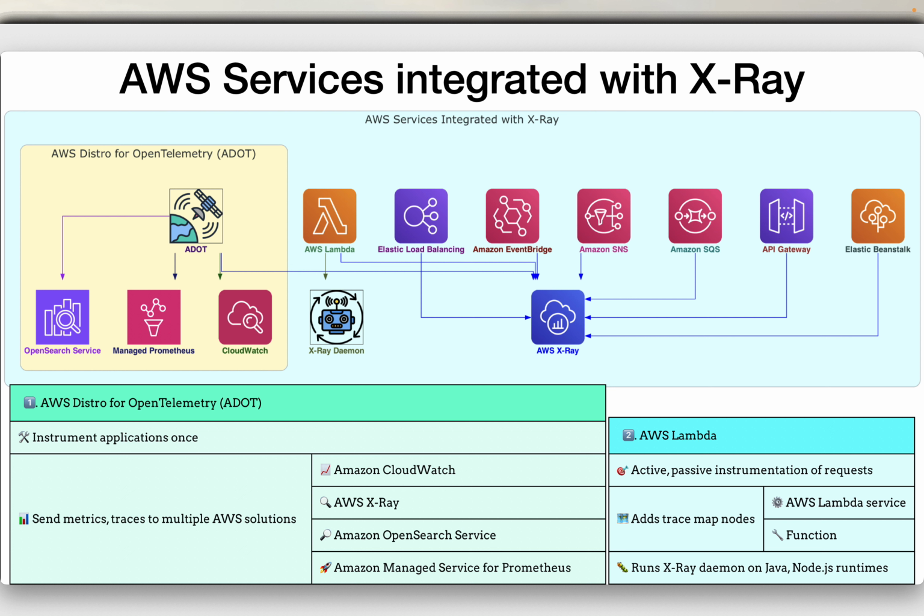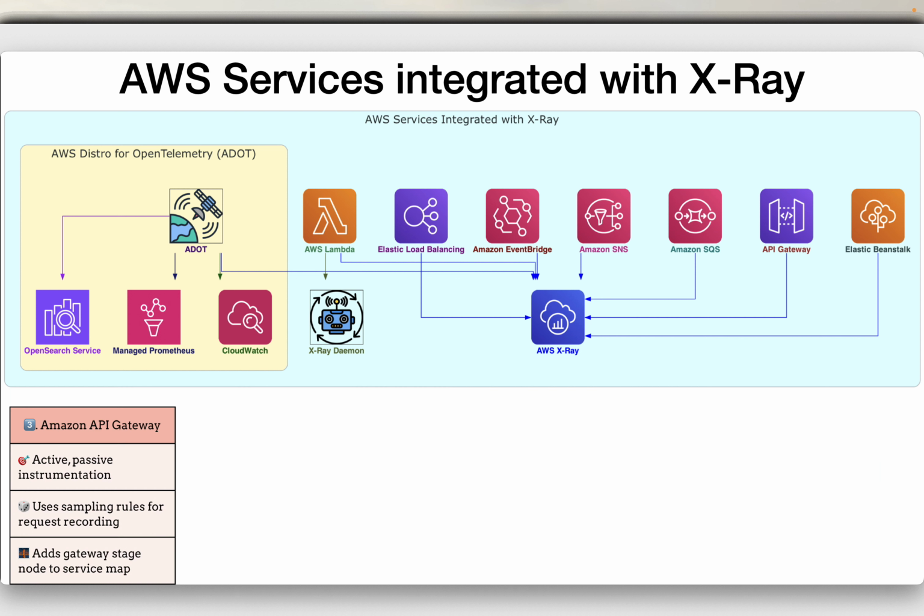Then AWS Lambda, active and passive instrumentation of incoming calls on all runtimes. AWS Lambda adds two nodes to your service trace map, one for the AWS Lambda service and one for the function. When you enable instrumentation, AWS Lambda also runs the X-Ray daemon on Java and Node.js runtimes for use with the X-Ray SDK.